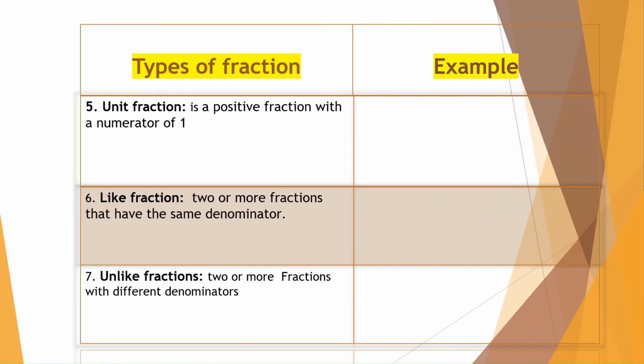Fifth type is unit fraction. A fraction having a numerator always 1. So an example like 1 by 2, 1 by 4 and 1 by 7.